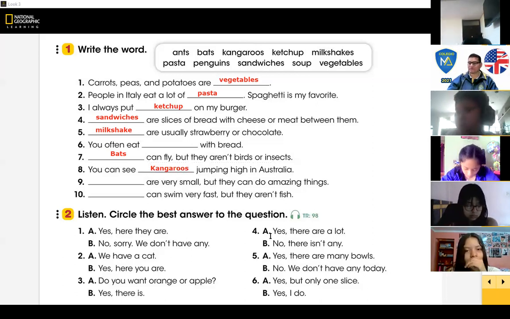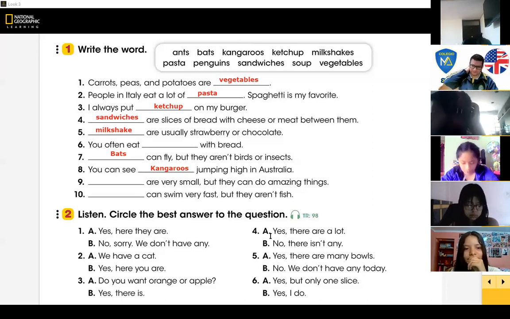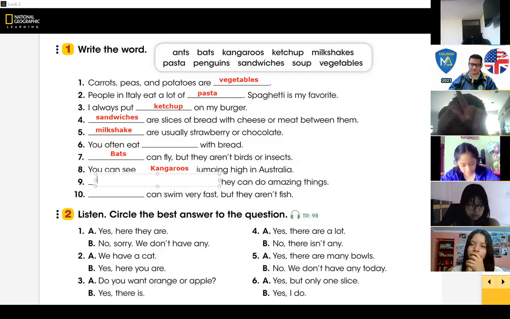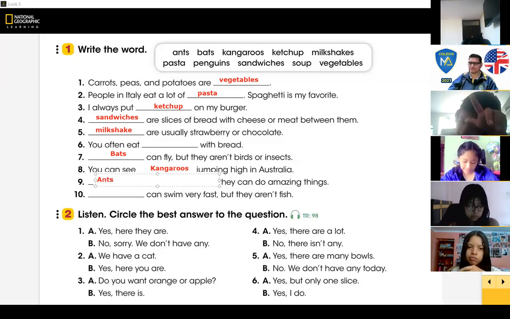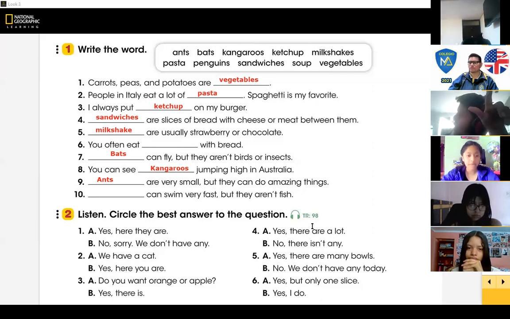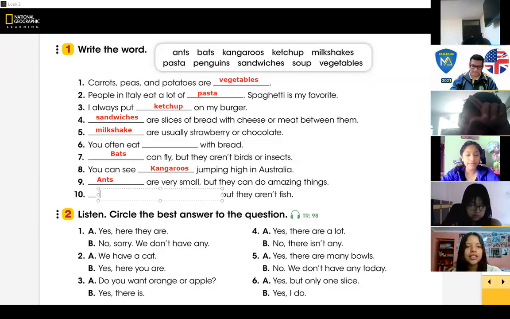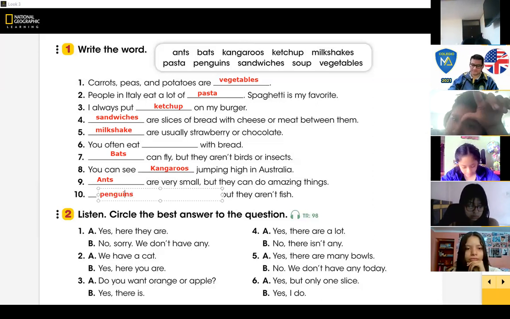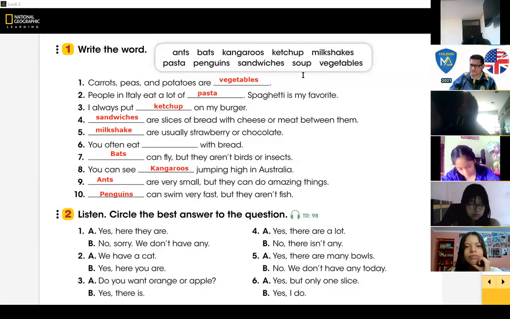Number 9: are very small, but they can do amazing things. What do you think? Ants. Right? Ants. Number 10: can swim very fast. Penguins. Right? Penguins. Okay. Yeah, we just have here one option. Tenemos aquí solamente el soup. Let me see.